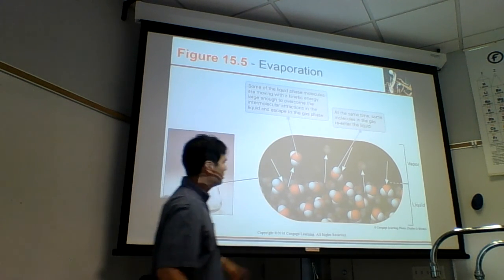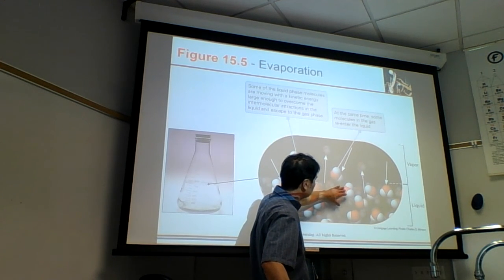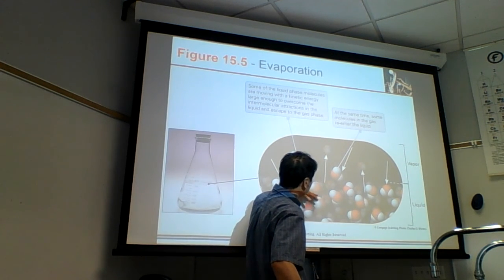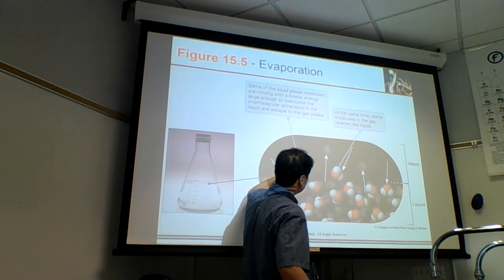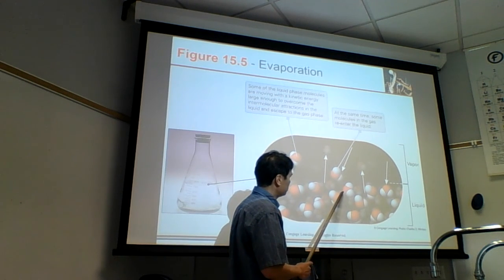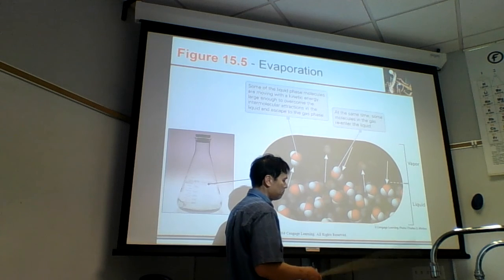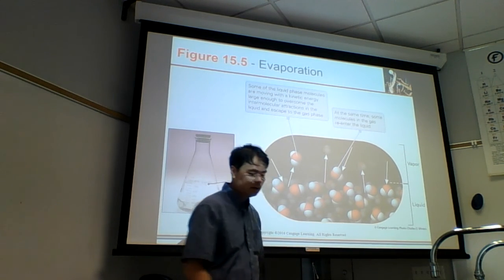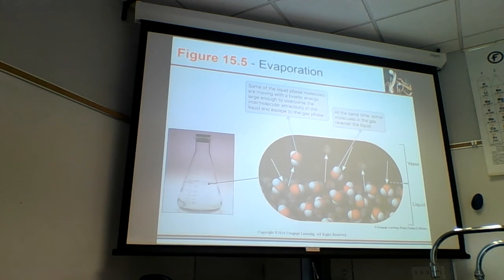And so it depends on the intermolecular forces. The intermolecular forces are what's holding the water molecules together. And so in order to escape off the surface, we have to break the intermolecular forces holding it. And so the stronger the intermolecular forces, the less volatile. The weaker the intermolecular forces, the more volatile. The more volatile, the higher the vapor pressure. The less volatile, the lower the vapor pressure.